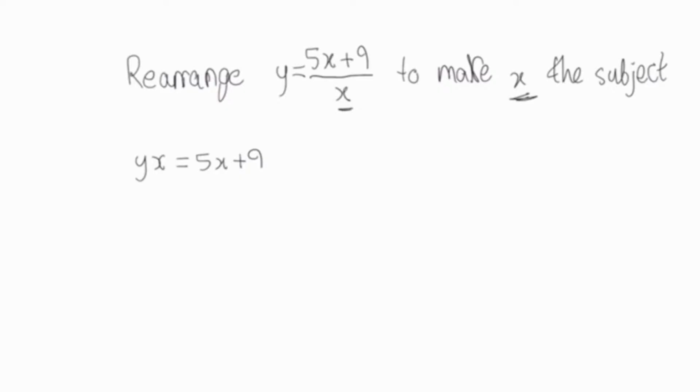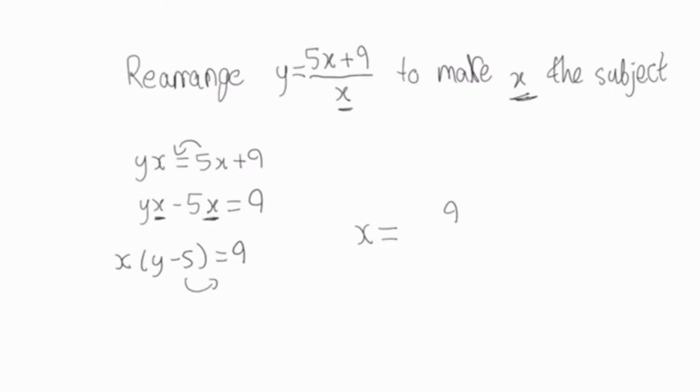Now the next step is, like I said, we want to bring all our x's to one side of the equation. So we take away 5x from both sides. So we have yx minus 5x is equal to 9. And now notice what you can do. You have x in both of the terms, so you can take it out as a factor. So you have x lots of y minus 5 equals 9. And then at this stage, all you need to do is just divide both sides by y minus 5. So you get x is equal to 9 over y minus 5.